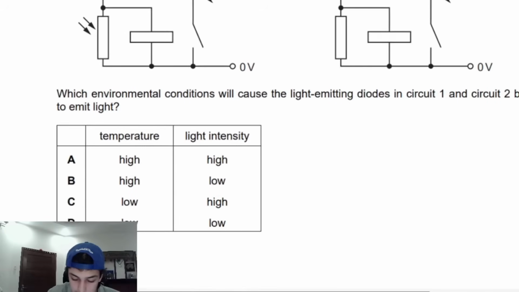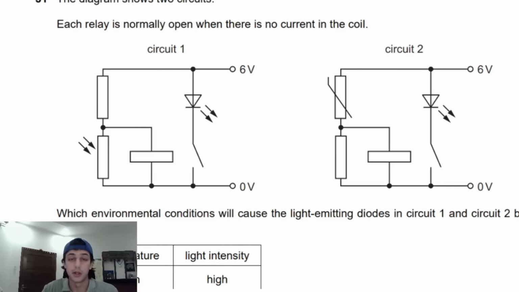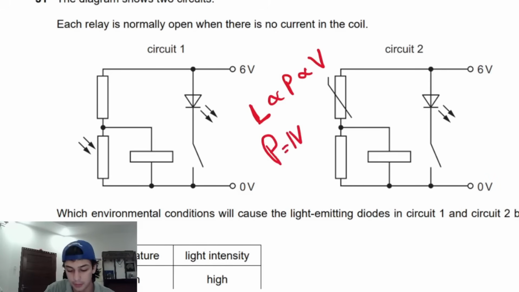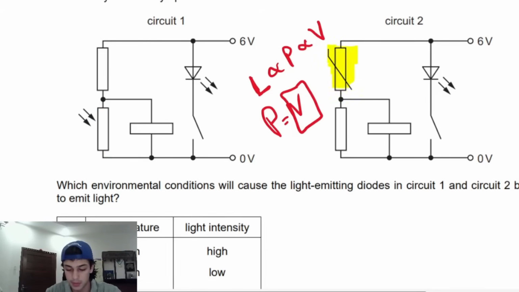Which environmental conditions will cause the LEDs in circuit 1 and 2 to both emit light? You have to know that at the end of the day, light is proportional to the power given to it. The more power you give a light bulb, the more it emits light. And power is also proportional to voltage because P is equal to IV. So we can see 2 circuits. We can see one with a thermistor, which is sensitive to temperature, and a light dependent resistor. An LDR functions in a way that if there is more light, its resistance becomes less. And a thermistor functions in a way that if there is more temperature, the resistance becomes less.